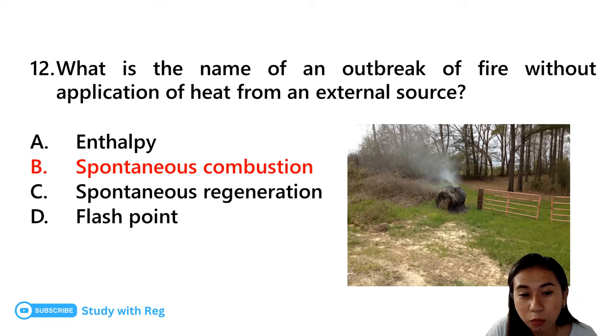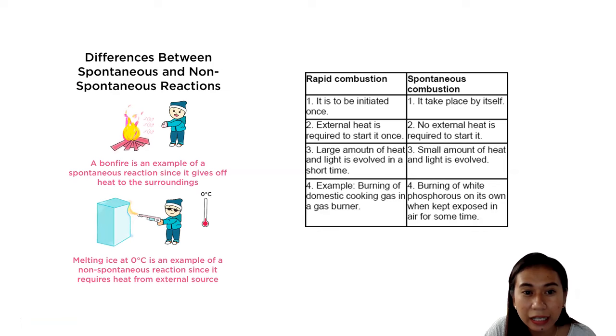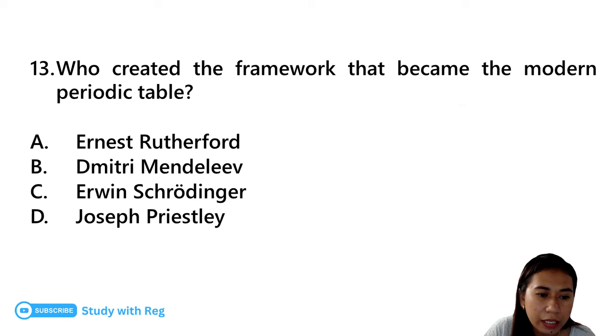Okay, ito yung difference natin between spontaneous and the non-spontaneous reaction. Yung bonfire is an example of spontaneous reaction since it gives off heat to the surroundings. Then melting of ice at 0 degrees Celsius is an example of non-spontaneous reaction since it requires heat from external source. Okay, so yan ang tandaan lang natin. Kapag spontaneous combustion, hindi siya nangangailangan ng heat source from external na factor. Okay? So, no external heat is required to start it.